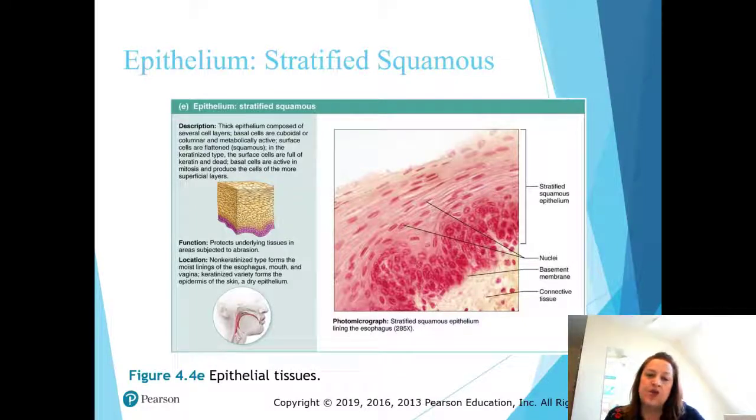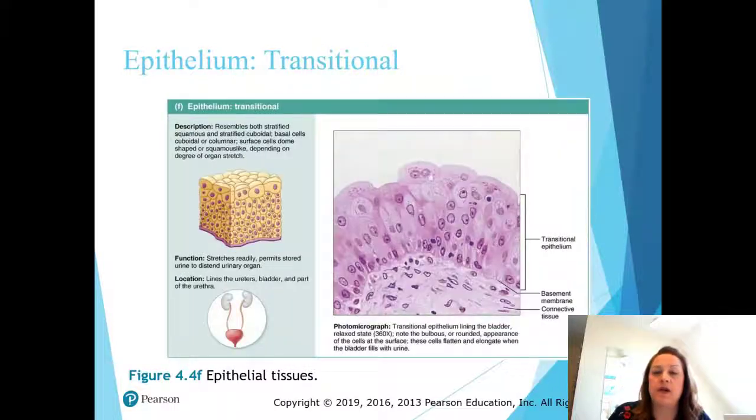This is the outer dry epithelia, keratinized stratified squamous. Inside the mouth and esophagus, where we're going to have a lot of food and teeth and tongue scratching, this is stratified squamous, non-keratinized. A moist membrane, but still protective.